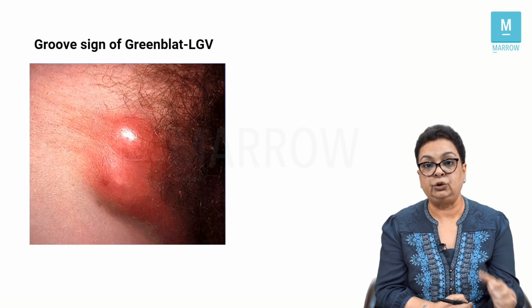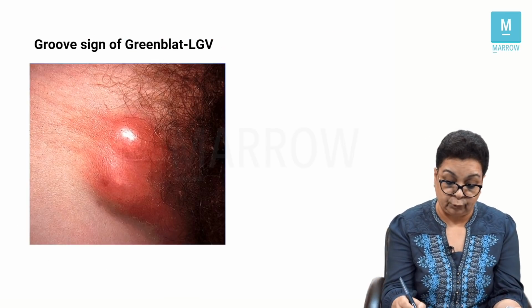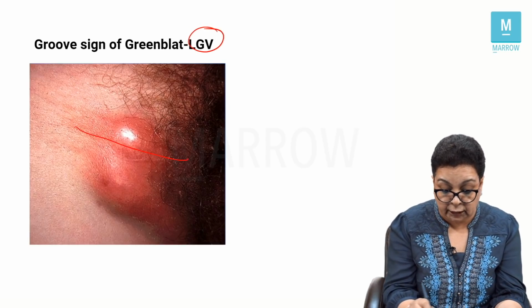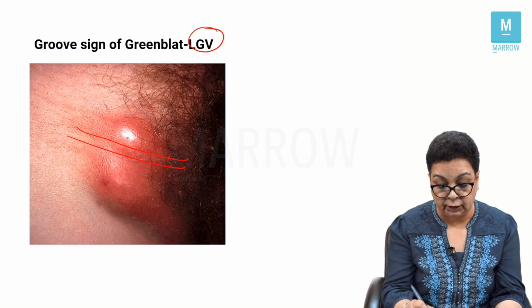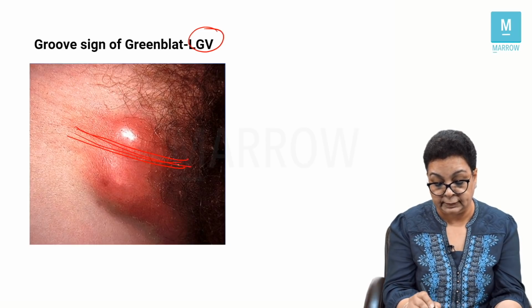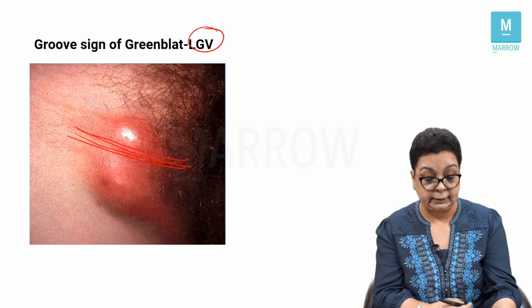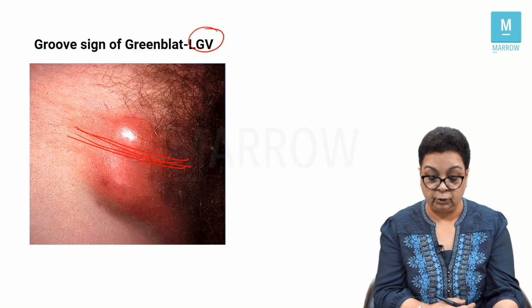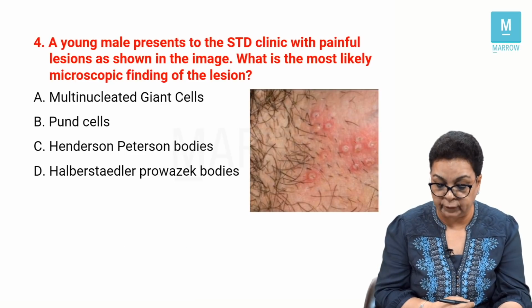Let's move on to a picture of LGV as I promised. That's the groove sign of Greenblatt. That is, the inguinal lymph nodes are enlarged. So we have the inguinal ligament passing, and above and below it are the other lymph nodes which are enlarged. So that is producing a groove on the lymph nodes. Let's move on to question number 4.